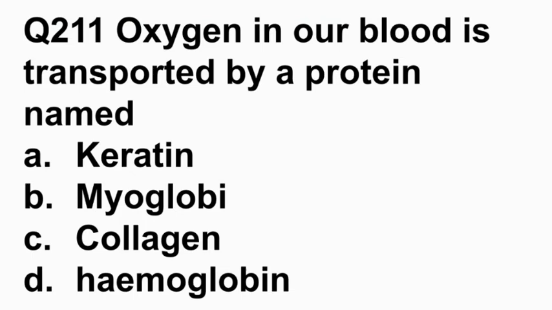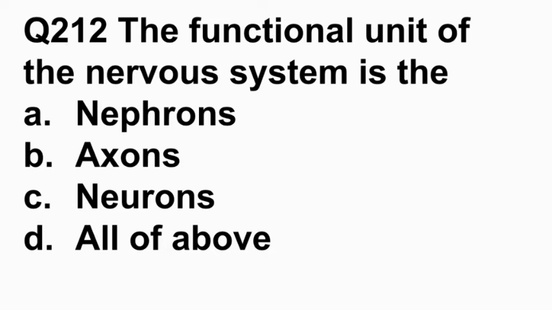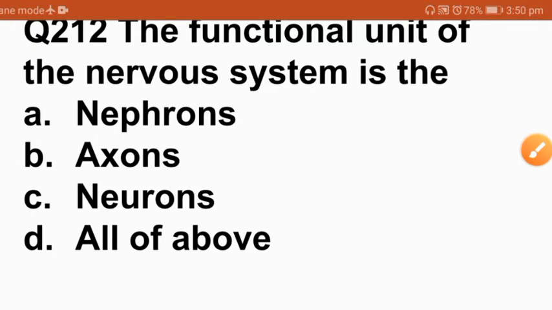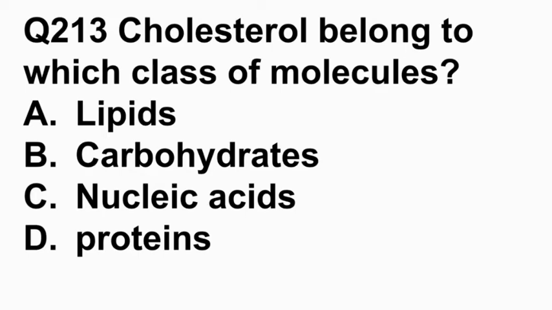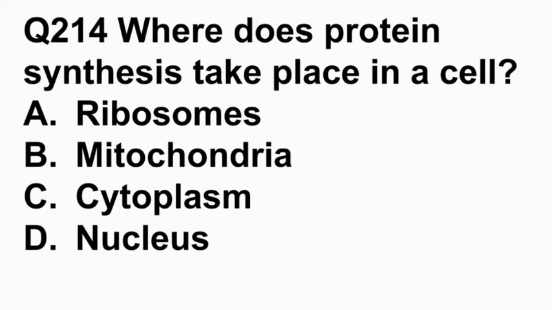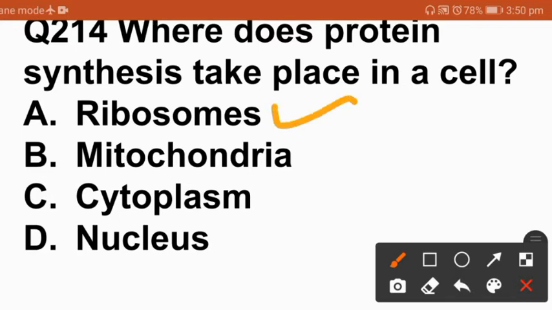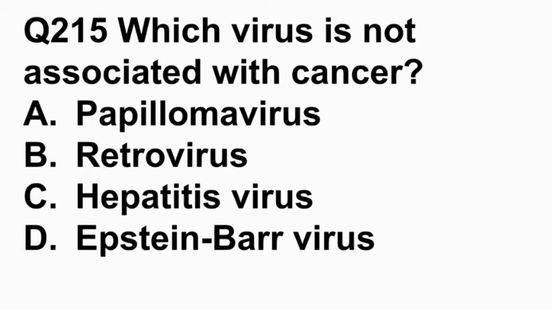Oxygen in our blood is transported by a protein named D. Hemoglobin. The functional unit of the nervous system is the C. Neurons. Cholesterol belongs to which class of molecules? A. Lipids. Where does protein synthesis take place in a cell? A. Ribosomes. Which virus is not associated with cancer? C. Hepatitis virus.